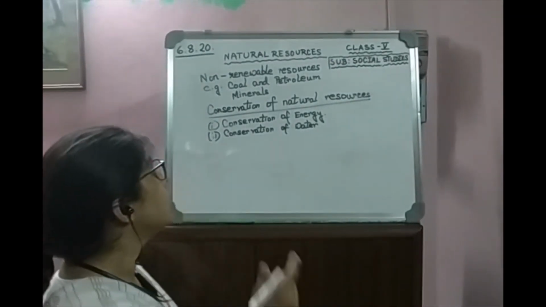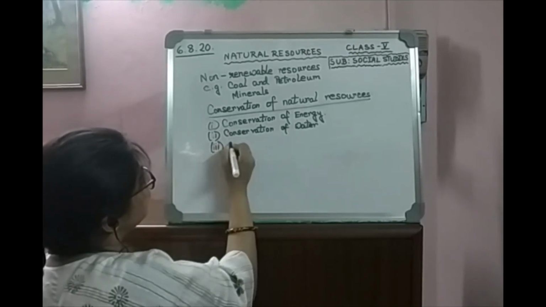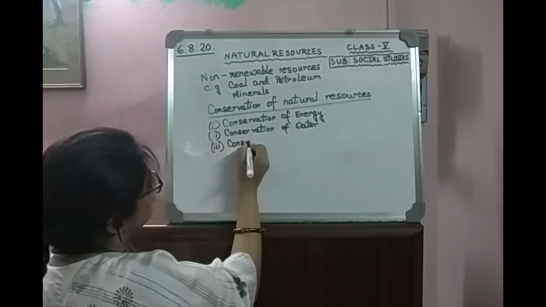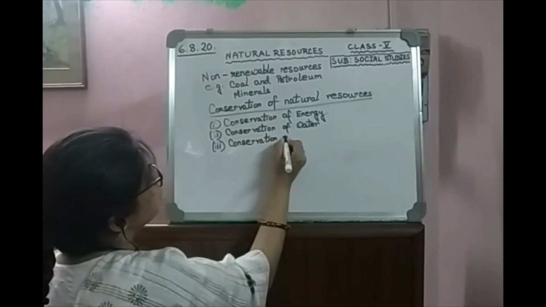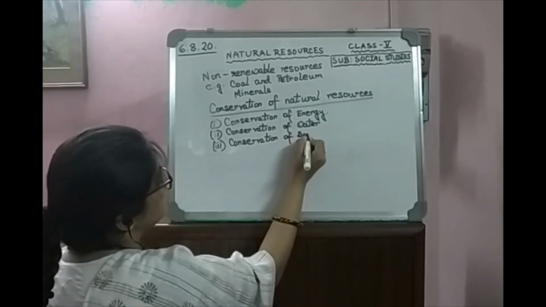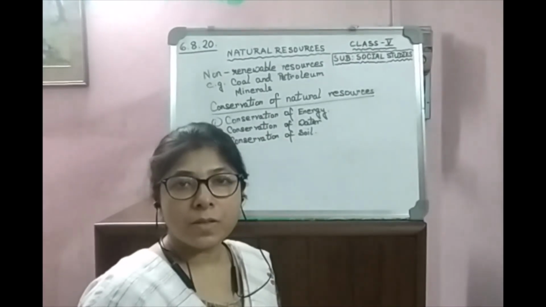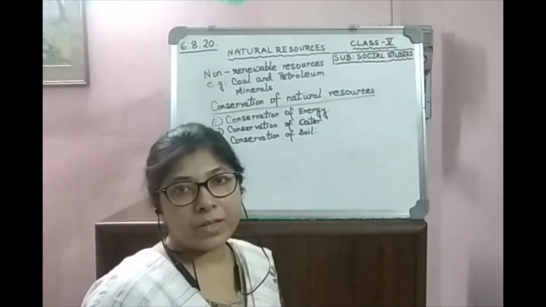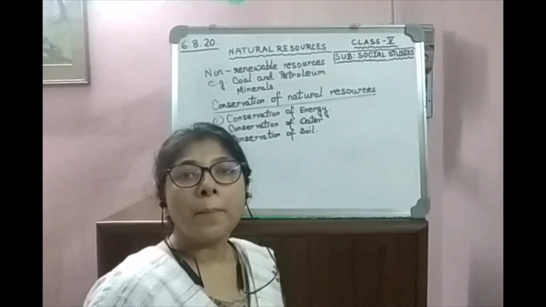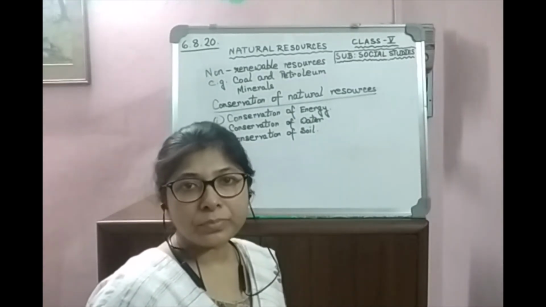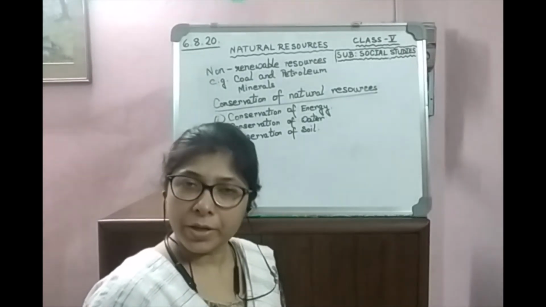Next we come to conservation of soil. We can conserve soil by using natural manures for the growth of crops. Farmers can reduce the use of pesticides and fertilizers, and we can plant more trees in open areas to reduce soil erosion.